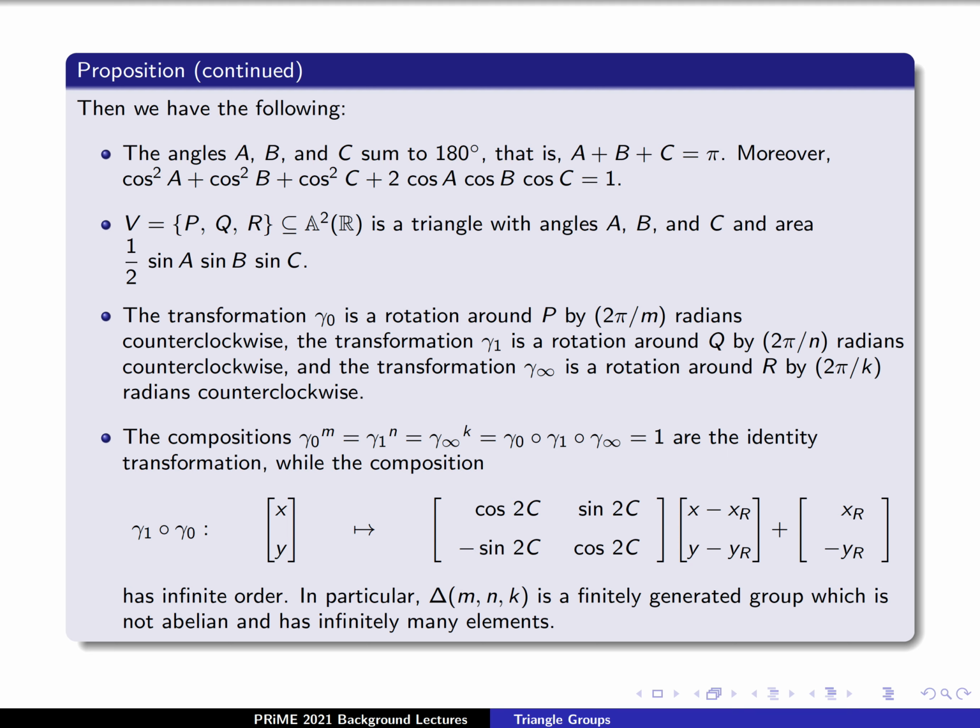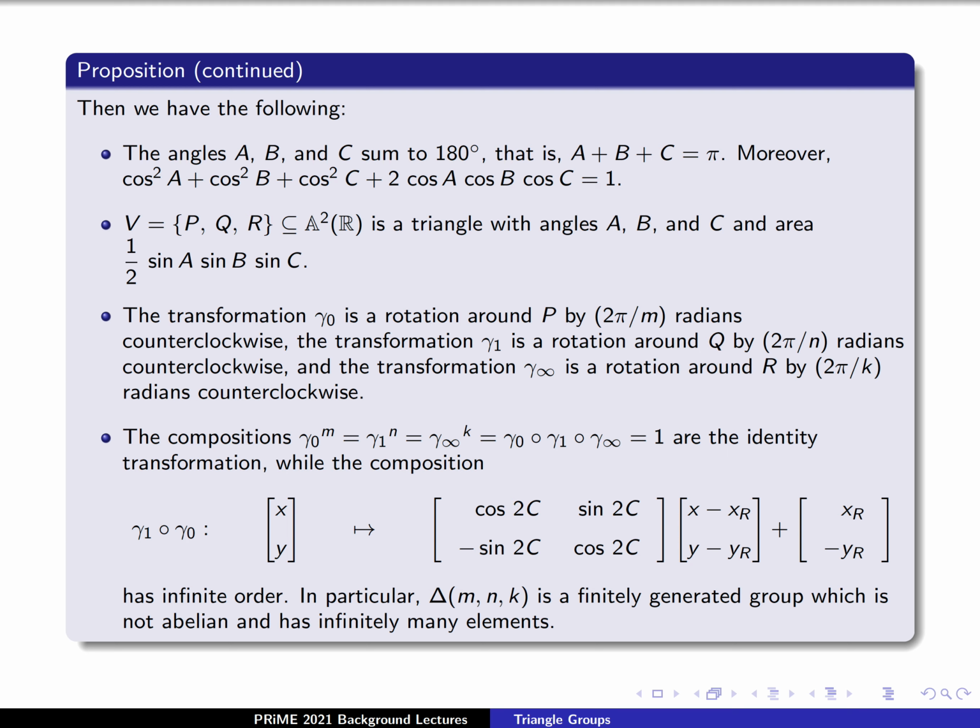Third, our transformations actually have a geometric interpretation. The transformation gamma 0 is a rotation counterclockwise around the point P by an angle 2 pi over m. The transformation gamma 1, on the other hand, is a rotation counterclockwise around the point Q by an angle 2 pi over n. And finally, the transformation gamma infinity is a rotation counterclockwise around the point R by an angle 2 pi over k. In fact, once you know this, it's then easy to check that the 3 transformations generate a triangle group corresponding to m, n, and k.